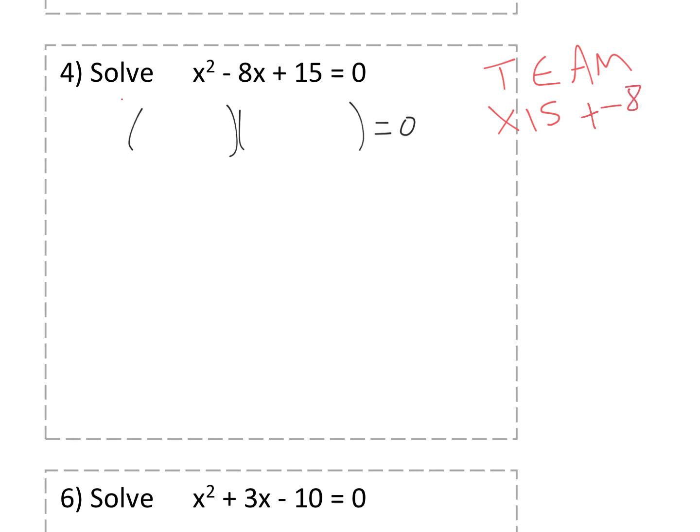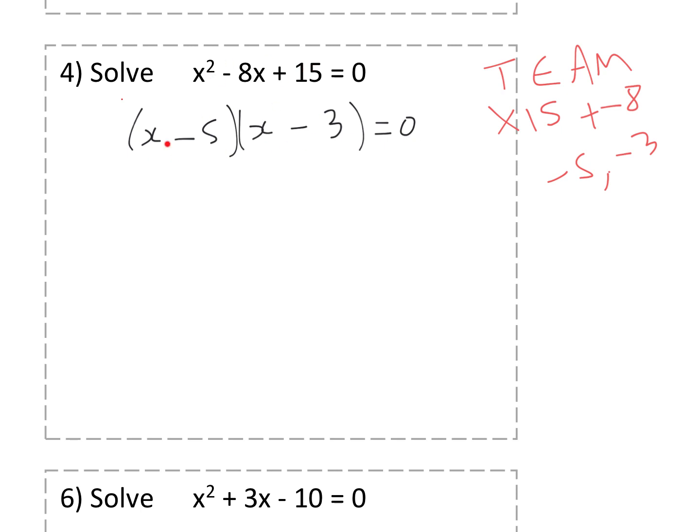So what two numbers times to give 15 and add to give minus 8? The answer is minus 5 and minus 3. So we put in x at the start of both brackets, because if you expand out x times x, that will give you the x squared. And then you put these two numbers into the other side of the bracket. And if you expand that out, it should give you this if we've done it correctly.